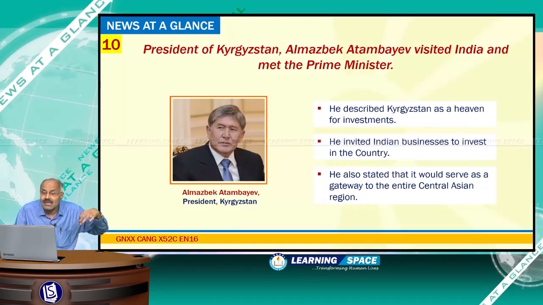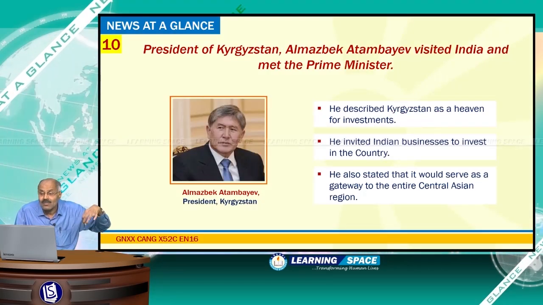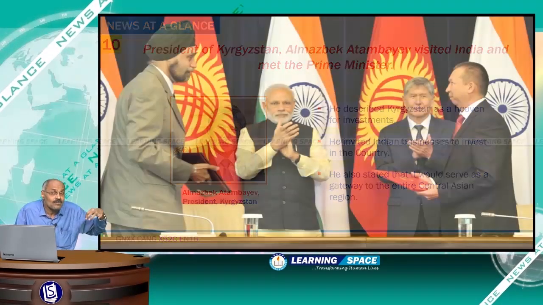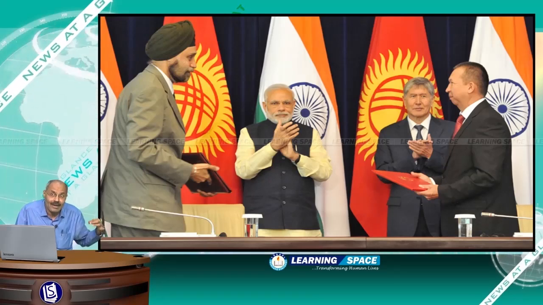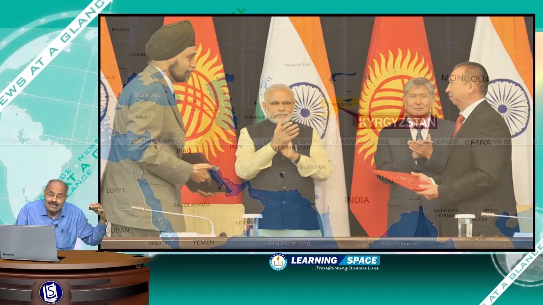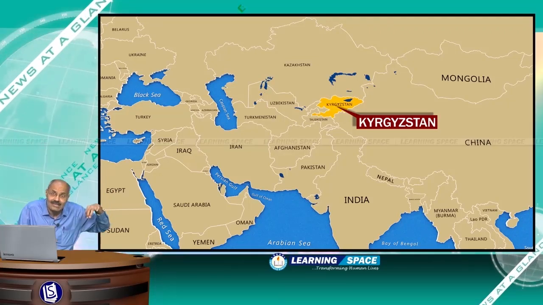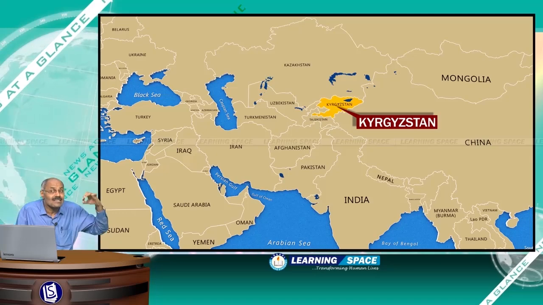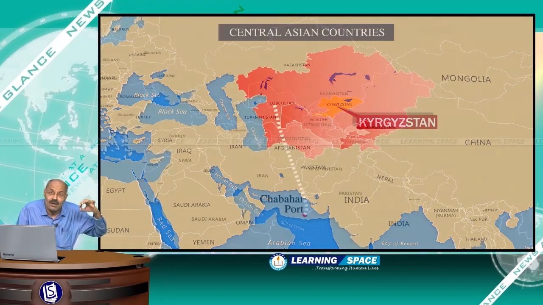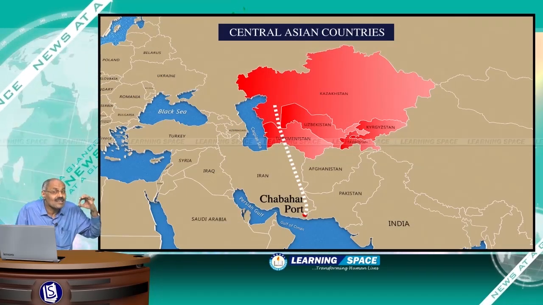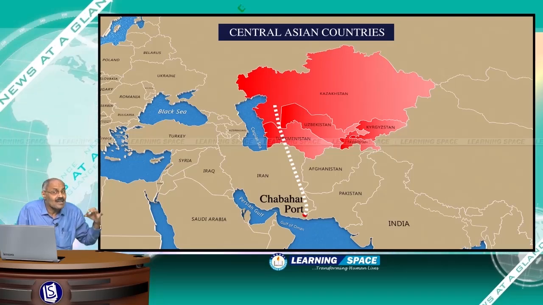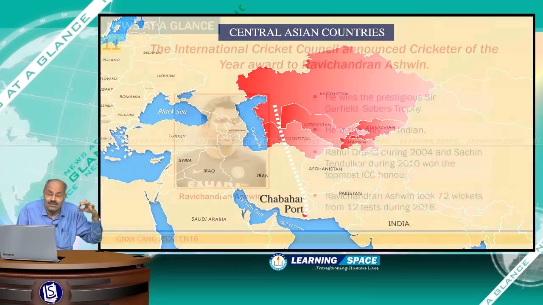Then the next one is President of Kyrgyzstan, Almazbek Atambayev, visited India and met the Prime Minister, and he described Kyrgyzstan as a heaven for investments. And please look into this. This is Kyrgyzstan, and it is a part of Central Asian countries. Central Asia has got 5 countries. Look into the next one.